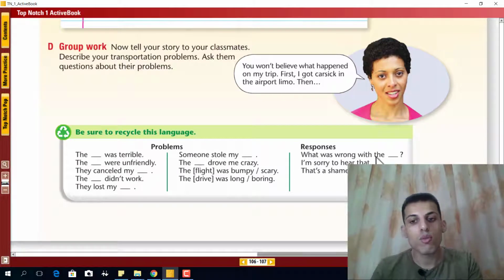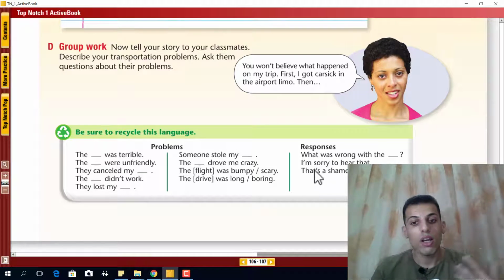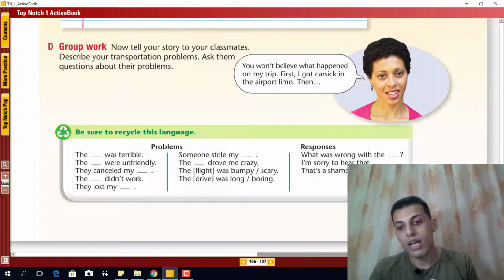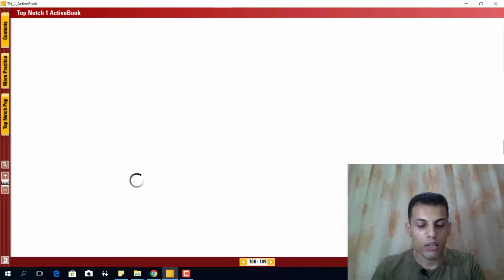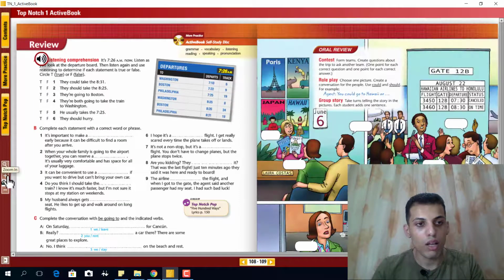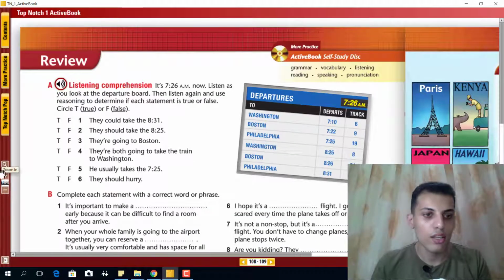Responses: what was wrong with the flight? What was wrong with the bus? What was wrong with the car? I'm sorry to hear that. That's a shame. Too bad. Use these when you respond to someone who had a bad experience. Okay, let's move on to the review, and that's going to be the last thing in our session today.